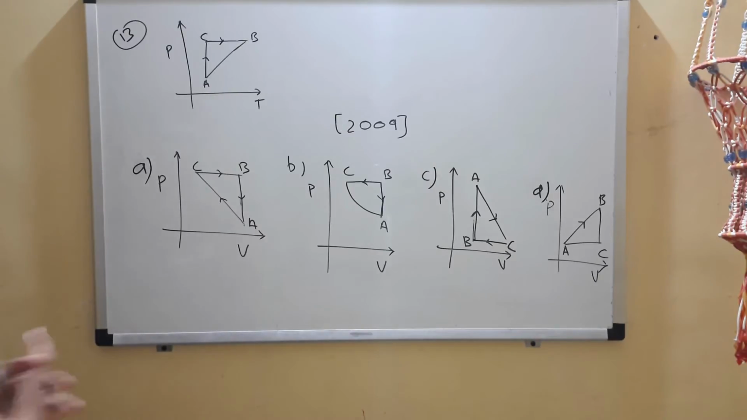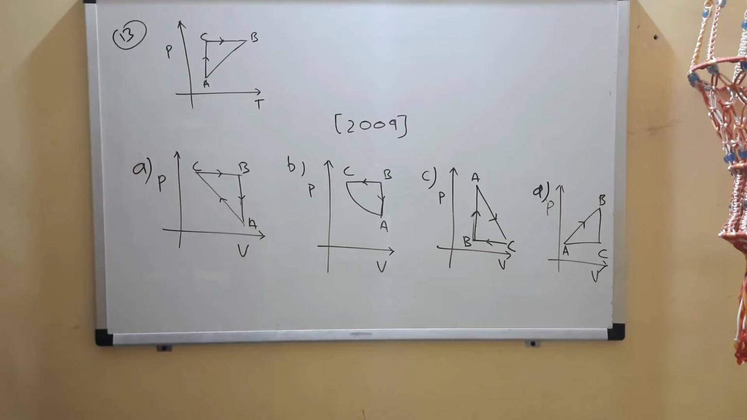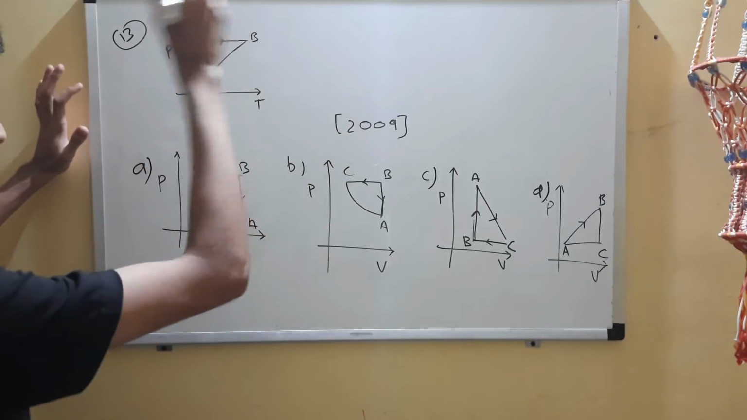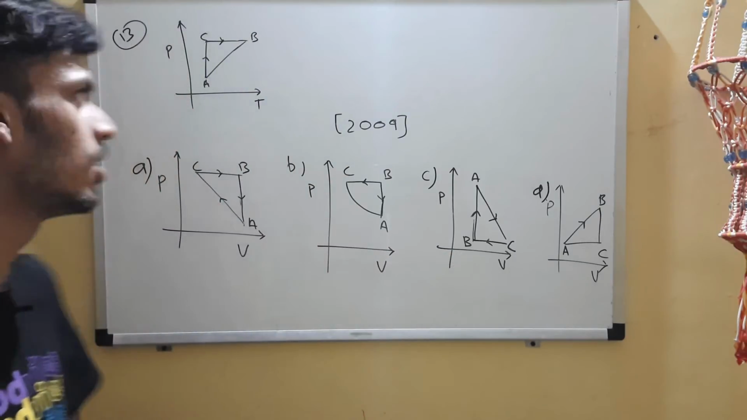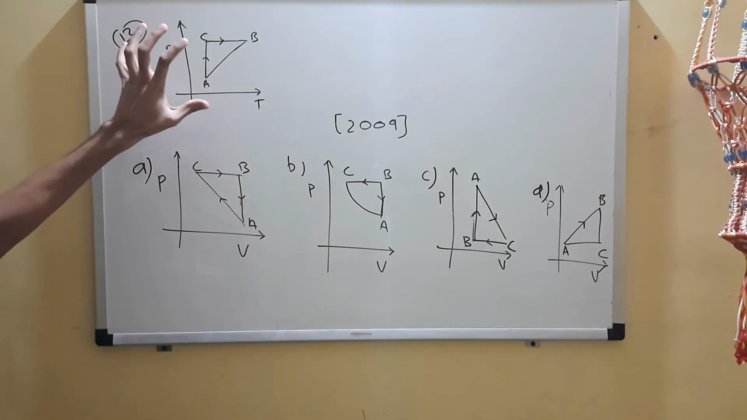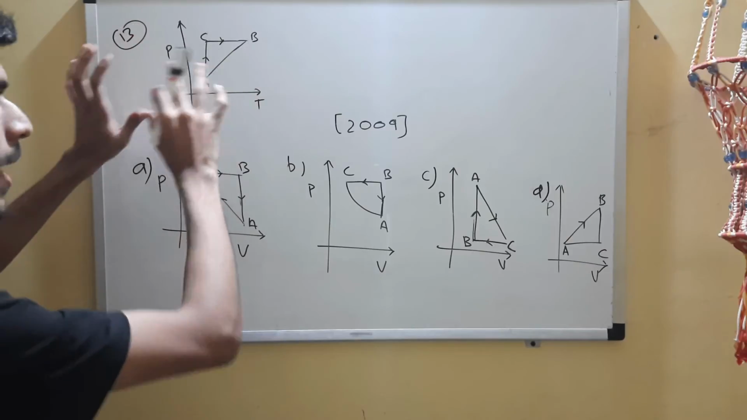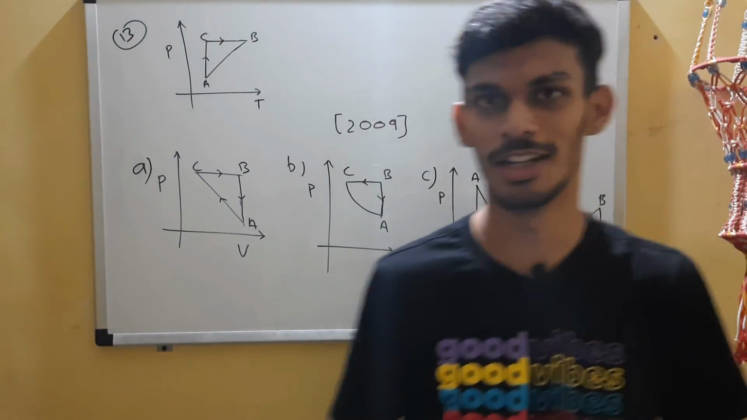Question 13 over here. In this question from 2009, we are given a PT graph, pressure versus temperature graph. You are supposed to find the corresponding PV graph. PV graphs are there in the options. You have to find a PV graph corresponding to this PT graph. This might seem a difficult job, but trust me, it is not difficult.